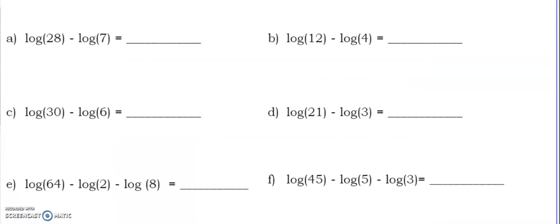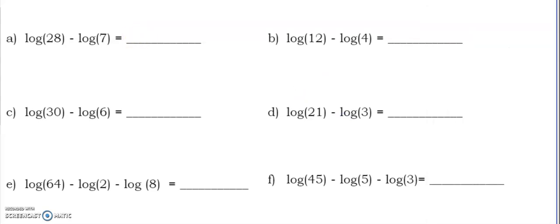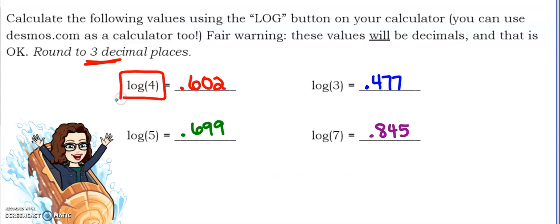All right, so now let's think about in our calculator, log 28 minus log 7. 0.602. Well, if we go back and look here, 0.602 should be in red. See what I'm trying to do here? 0.602, if we look back, was really the same thing as the log of 4.